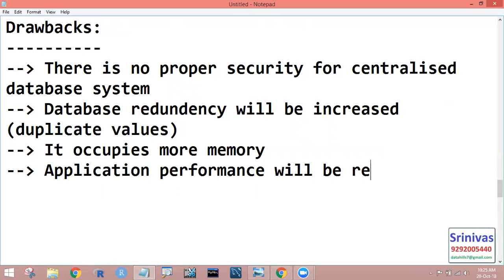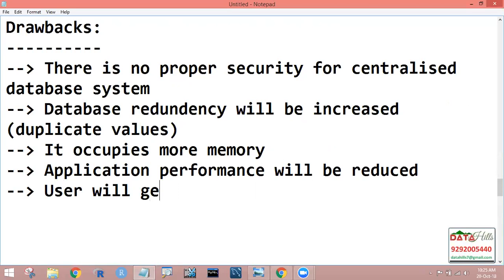By using this model, the application performance is reduced. Automatically, users will get delayed responses.